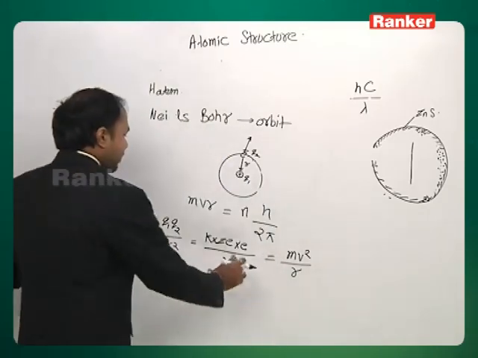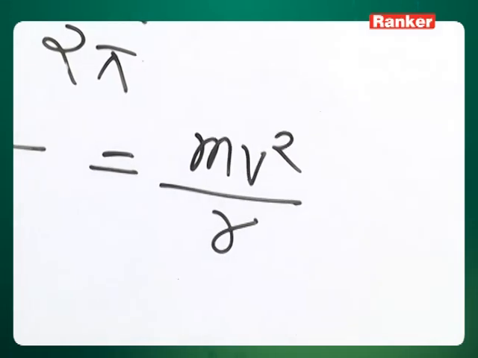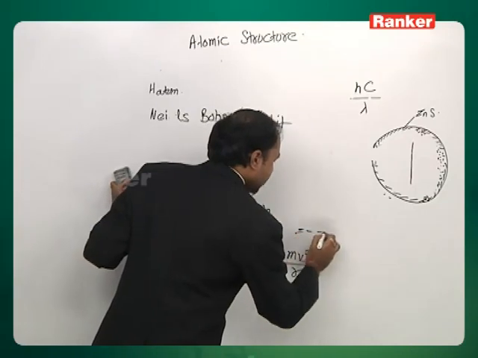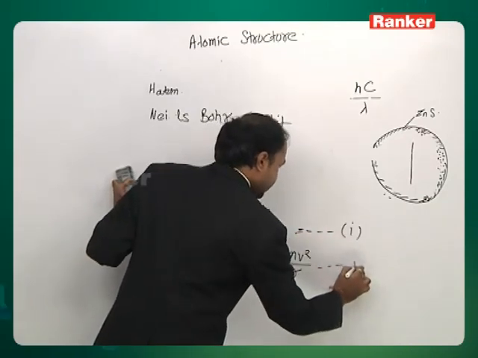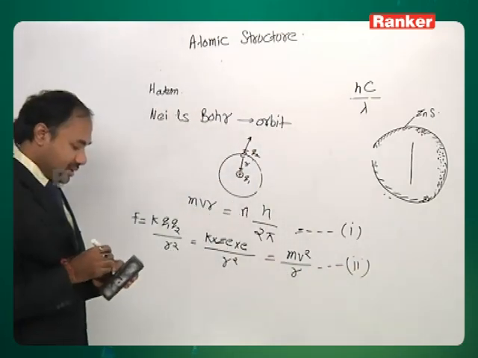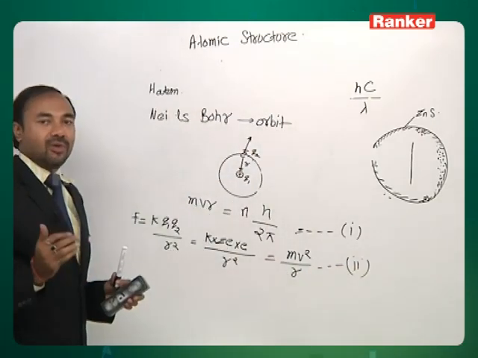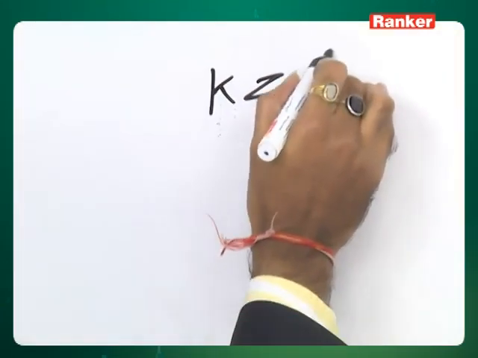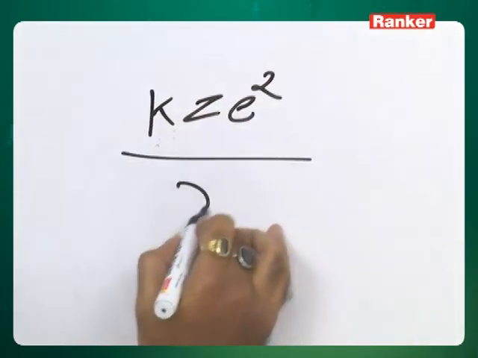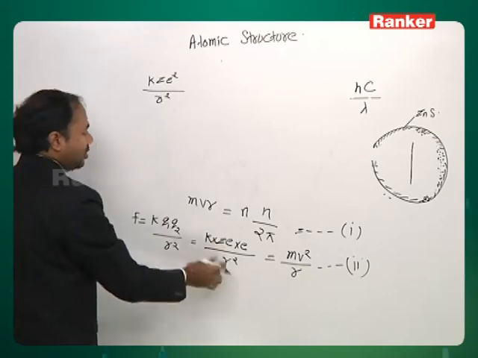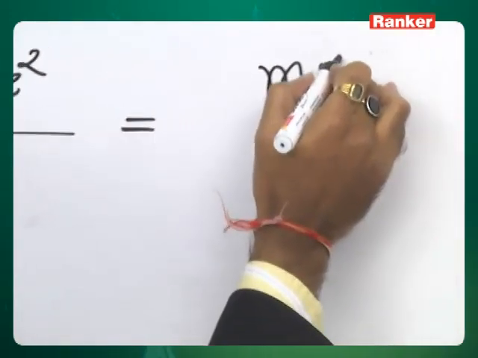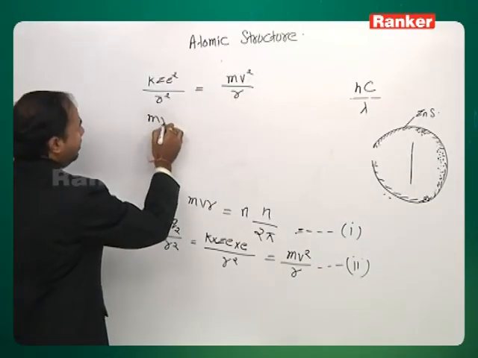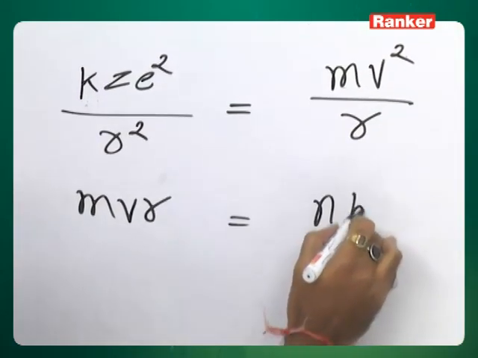Now, we will do some derivations. From these two equations, we are going to derive two formulas. One will be for radius, the other for velocity. From here, we get kZe square upon r square equal to mv square by r, right? And from here we get mvr equal to nh upon 2 pi.